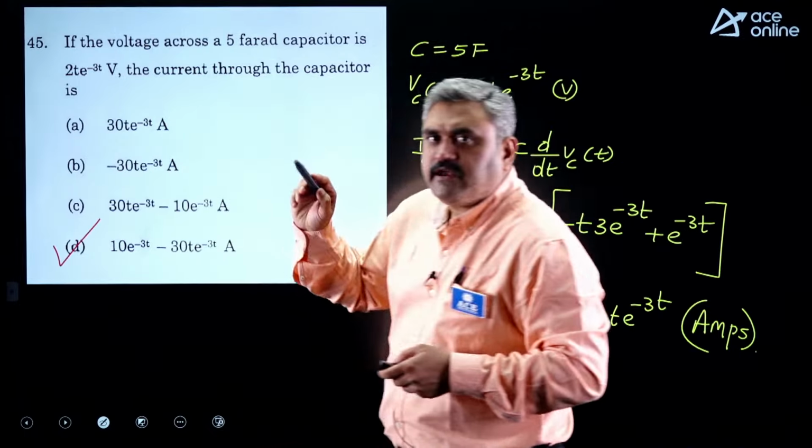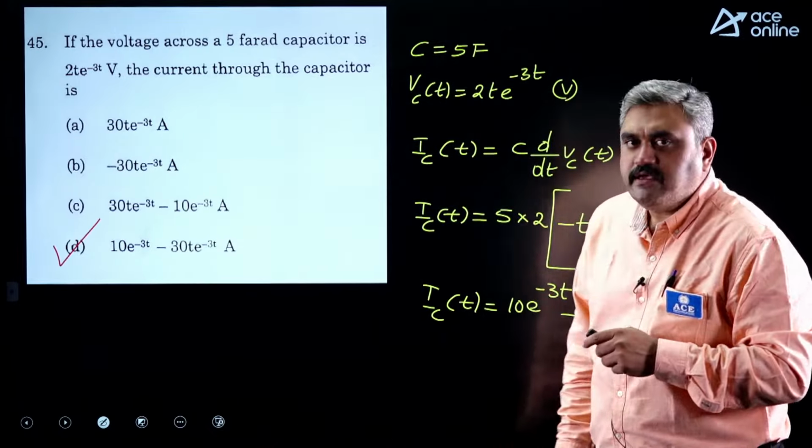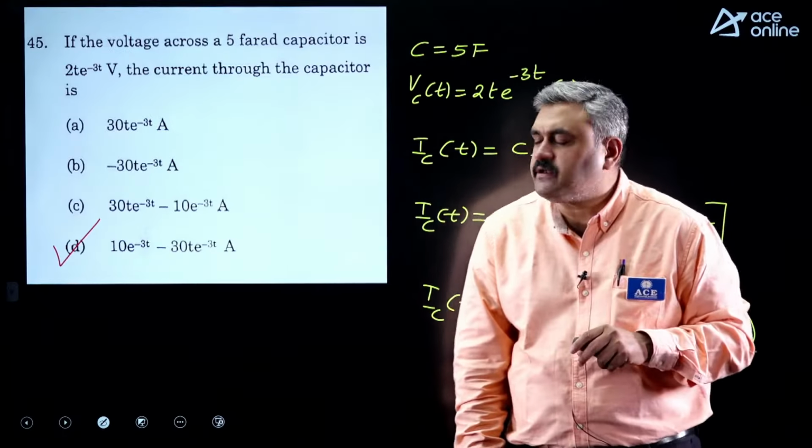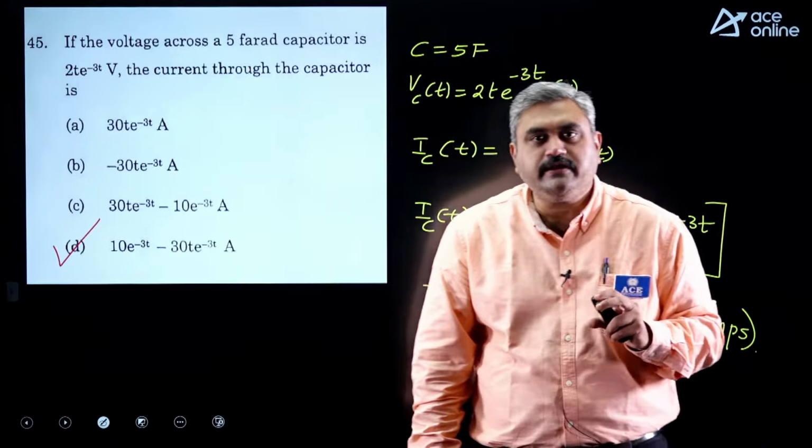Simple question, just using the relation between voltage and current across a capacitive branch. So these are all the questions given on a network theory paper. Pretty straightforward questions and formula related things only.